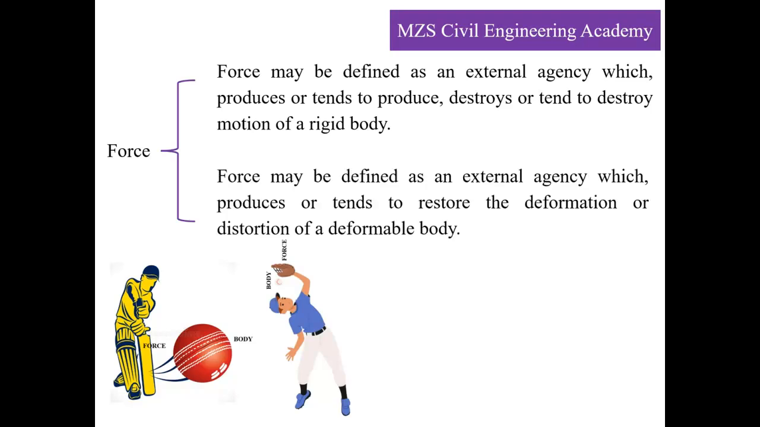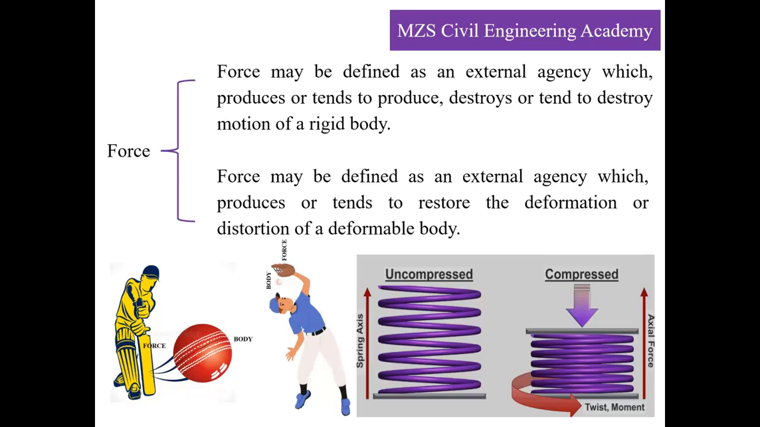Now if we talk about deformable bodies, force may be defined as an external agency which produces or tends to restore the deformation or distortion of a deformable body. If we take the example of a spring, we know the spring has a certain spring coefficient and a coil geometry. These coils are flexible in nature. When force is applied over this coil, the coils come closer to each other, and thereby we find there is a shortening in the length, which we call the deformation of that spring.